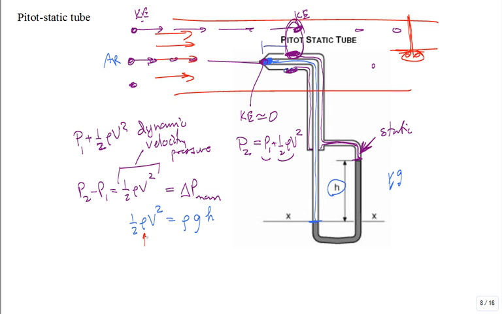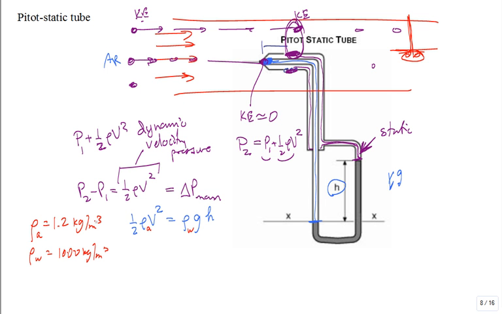Let me ask you this question. Is that density right there the same as that density right there? No. One of them is like water in the manometer. One of them is air that you're measuring. Usually pitot tubes are used in airflow. Okay. Density of air maybe is about 1.2 kilograms per meter cubed. Density of water around 1,000 kilograms per meter cubed.